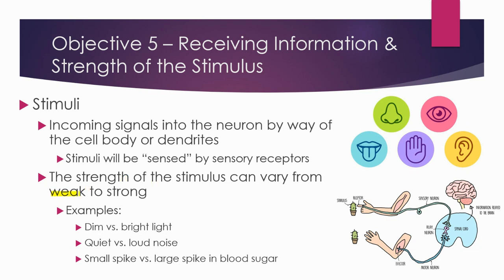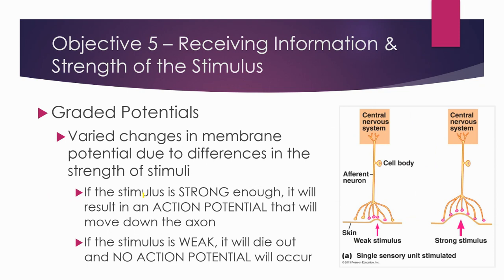You can have weak stimuli like dim light or quiet noises, or maybe you eat a small amount of dessert. Or we could have strong stimuli like bright lights, loud noises, you eat a whole cake. All of those things are going to vary in their strength. And what that does is that creates these graded potentials. Now remember that membrane potential is that charge difference across the membrane. So with a graded potential, changes are made to that membrane potential, but the changes vary. They're not all the same. Depending on the strength of the stimuli, we're going to have weak graded potentials and strong graded potentials.